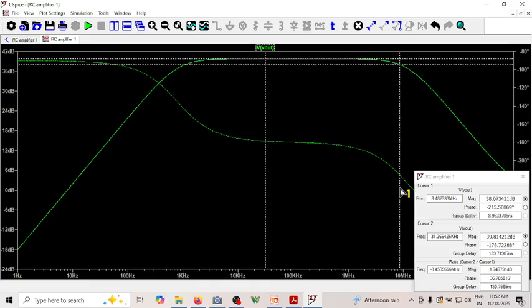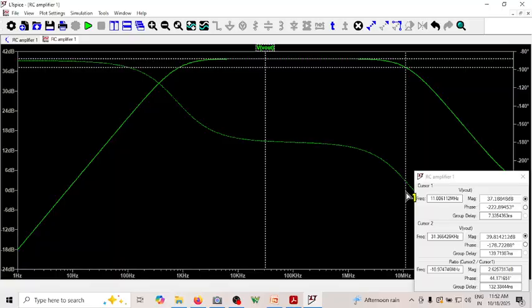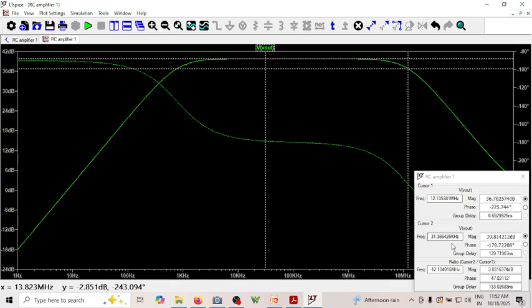So here also I have to go where it is 3 dB down. Am I just moving close to 3? Can you see this is almost close to 3 here? This is 3 dB. What is the cutoff frequency? Can you see it is 12 point, so here it is 12.13 megahertz. 12.13 megahertz.